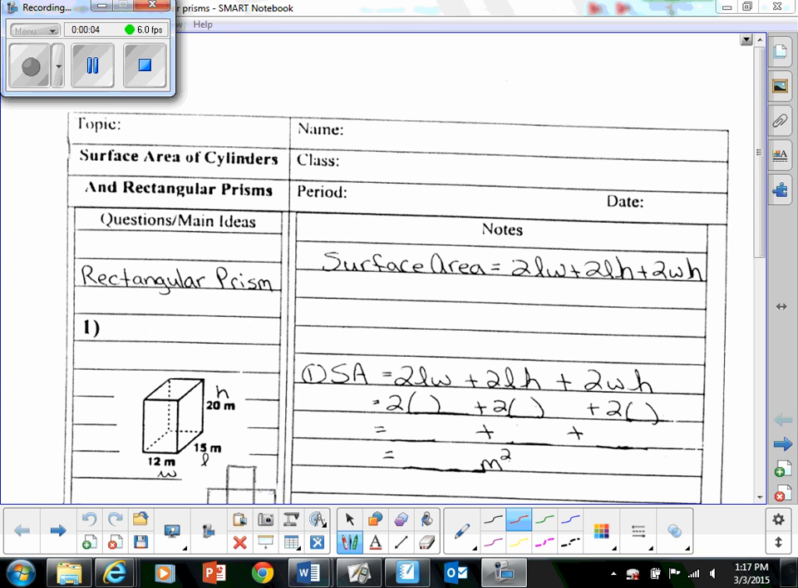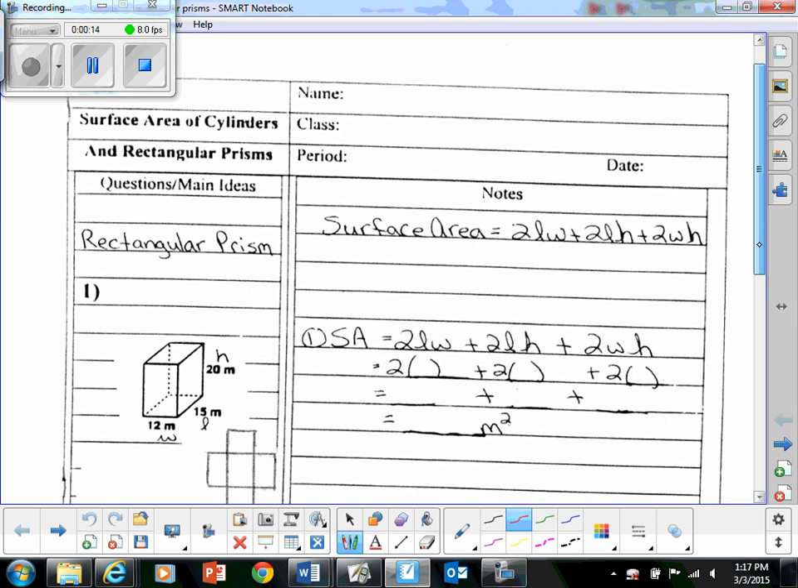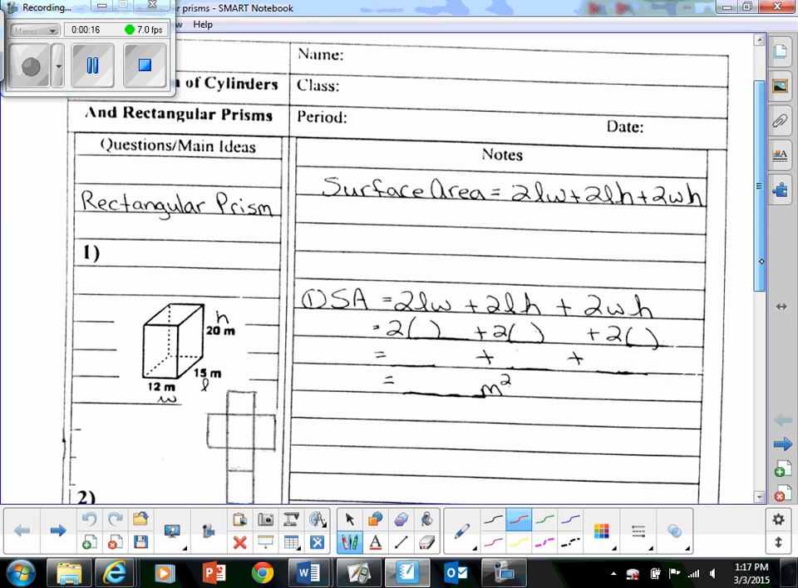Hey class, it's Mrs. Piper, and in this lesson we are going to learn to calculate the surface area of cylinders and rectangular prisms. So the first thing that we want to look at is what is a rectangular prism. A rectangular prism is a 3D rectangular shape.